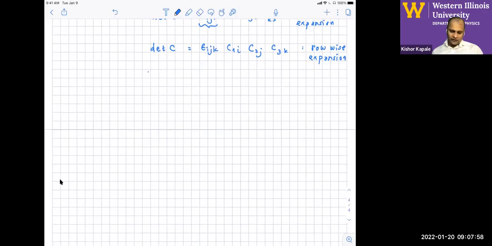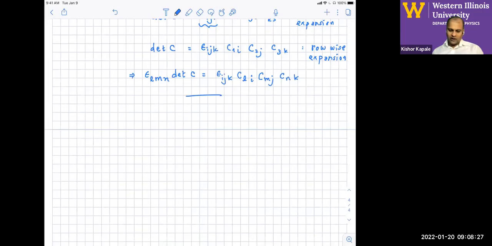Another thing that you can do with the help of the identity that we developed earlier: epsilon LMN times the determinant of C is going to be epsilon ijk C_Li C_Mj C_Nk. This one is again something that you can prove. I will put that on your homework.